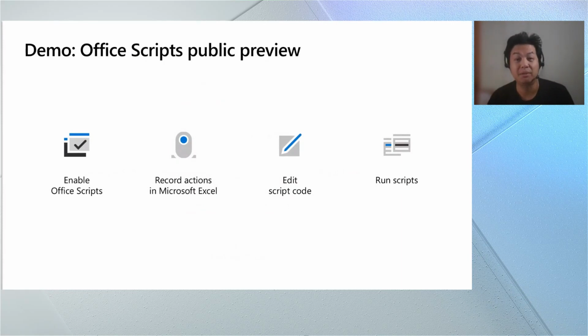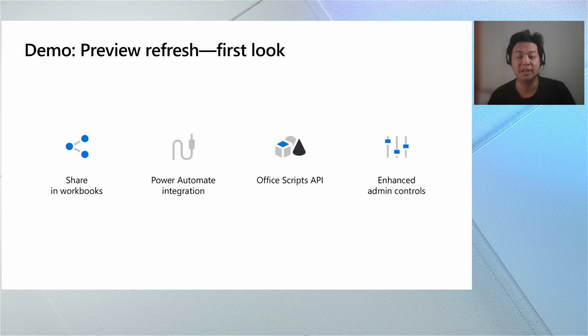Office Scripts is currently in public preview and requires turning on a switch within Admin Center to activate the preview. The preview has a couple of core functionalities, such as the ability to record scripts, edit scripts, and run scripts, and I'll be demoing all of that shortly. Over the coming months, we're also going to be releasing a couple of additional features to the preview. Some of these features include the ability to share scripts and to integrate with Power Automate. We're also going to be making some API improvements as well as adding additional admin controls. But let's go take a look at these all through the demo.